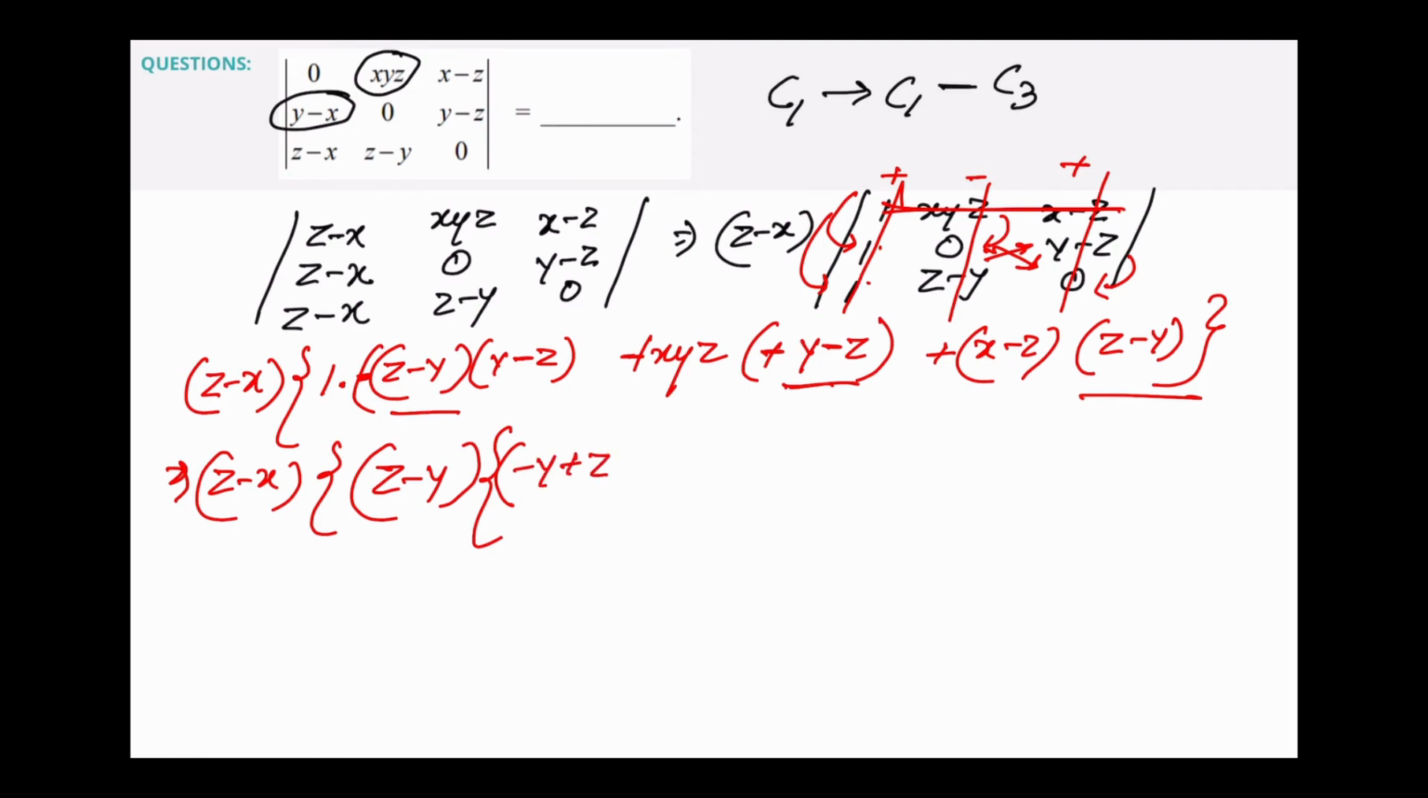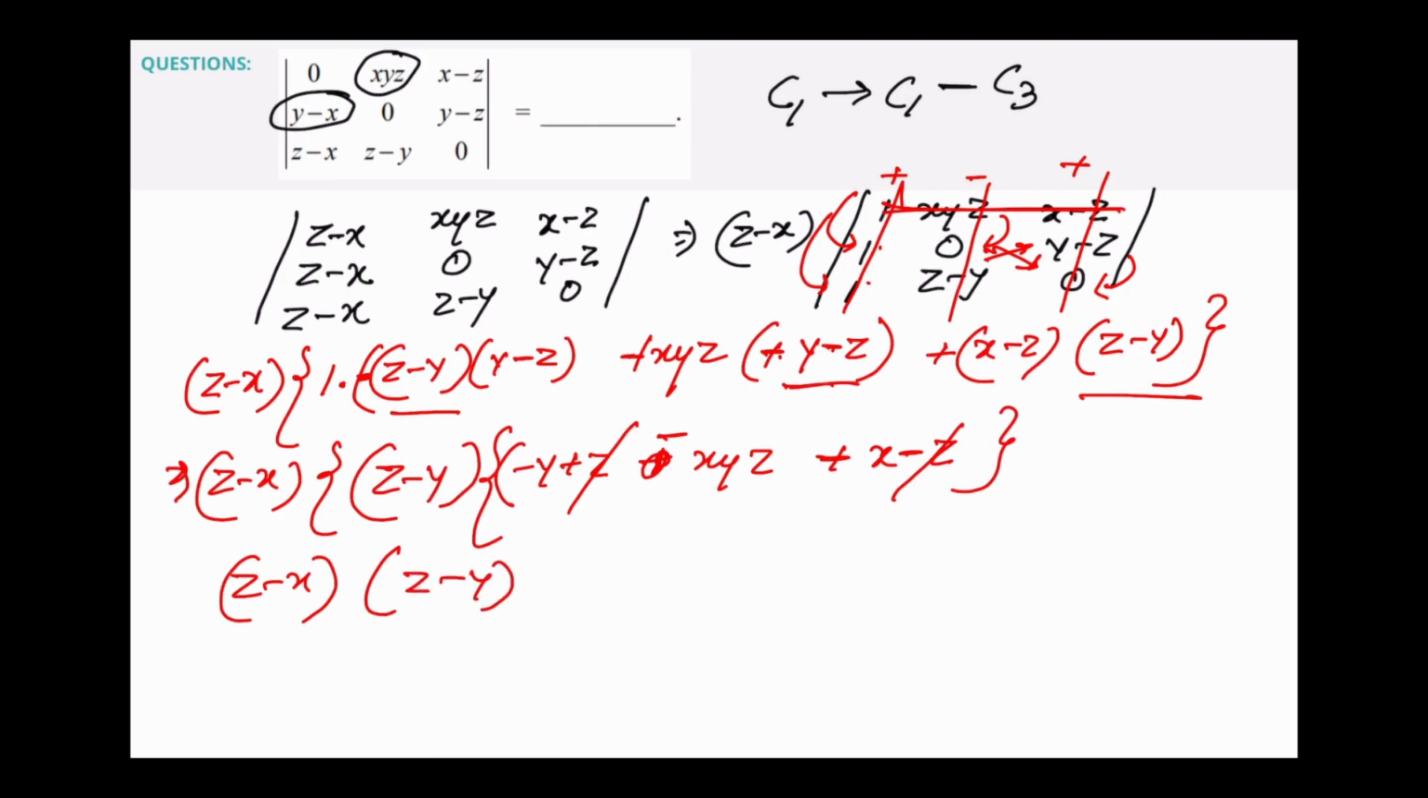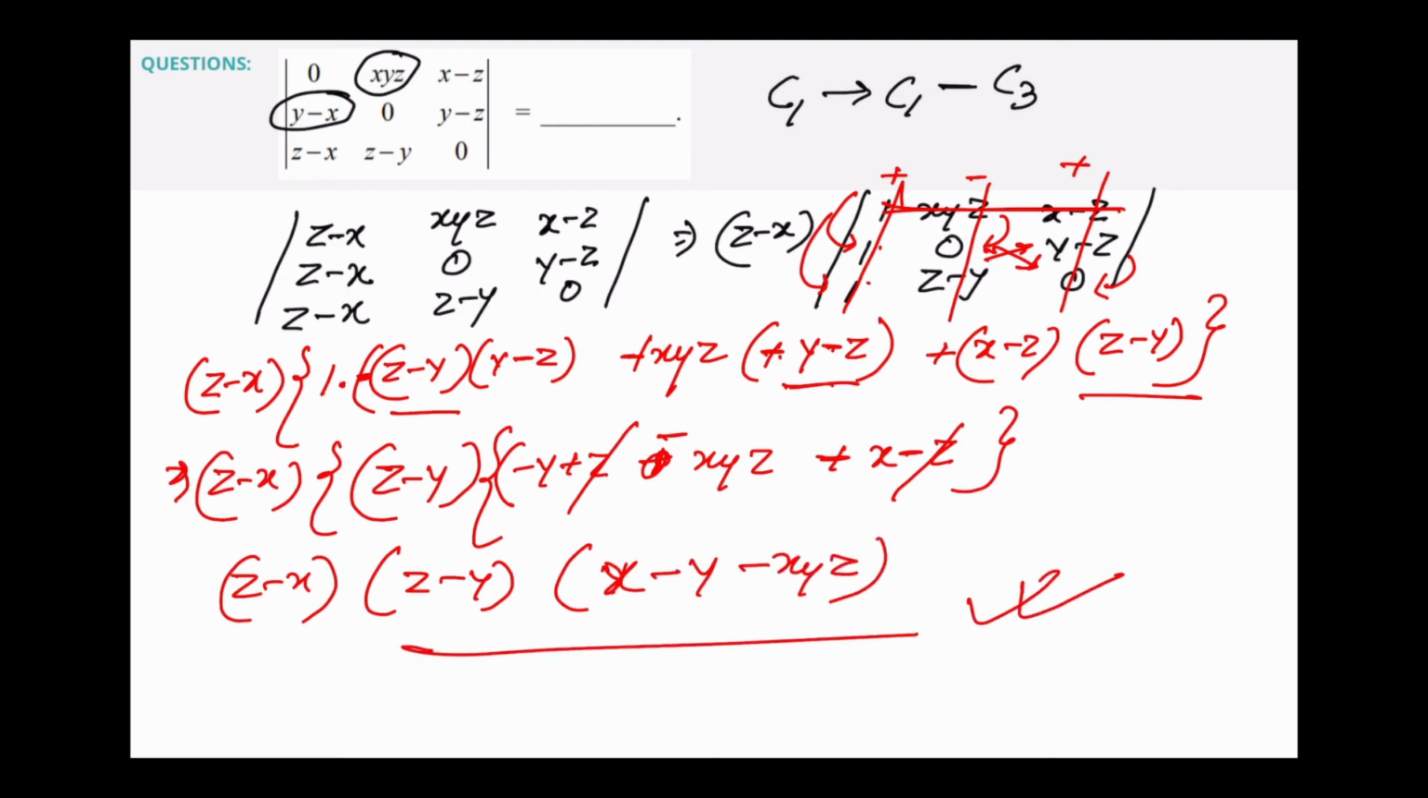Minus y plus z. Correct. Plus x, y, z. Now since I have taken z minus y, here it will be minus x, y, z. And then here plus x minus z. Correct. So one z went home. That's it. So what do you get? Z minus x. What do you say? Z minus y and y. What do you say? X minus y minus x, y, z. That's it. So that's the answer.